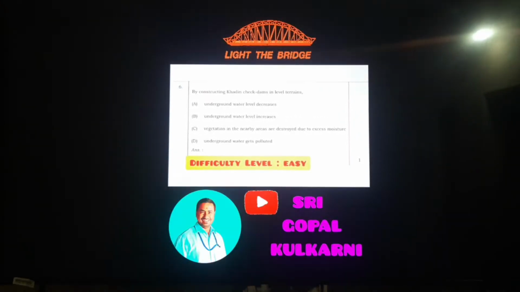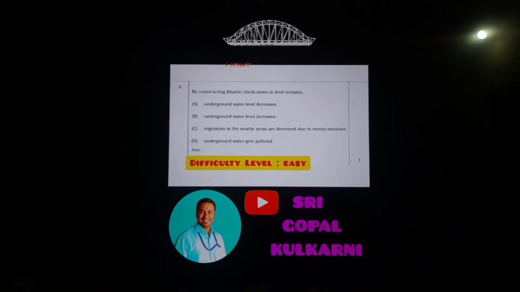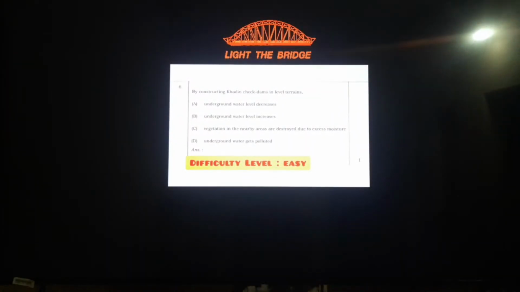Next question. By constructing check dams in level terrains, what will be the result? Option A, underground water level decreases. Option B, underground water level increases. Option C, vegetation in the nearby areas is destroyed due to excessive moisture. Option D, underground water gets polluted. A check dam stops the flowing water and the earth absorbs the water. So here option B, underground water level increases, is the correct answer. We'll move to the next question.